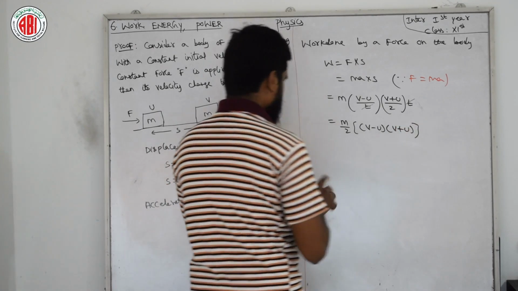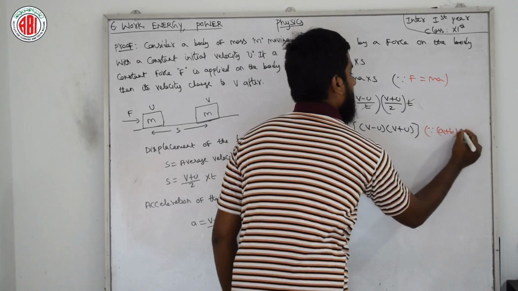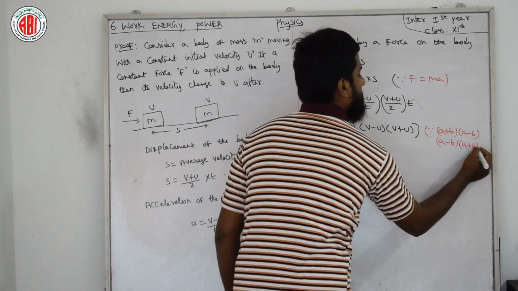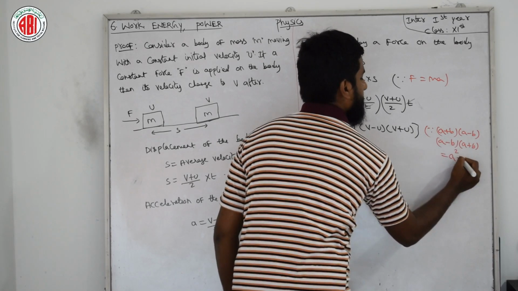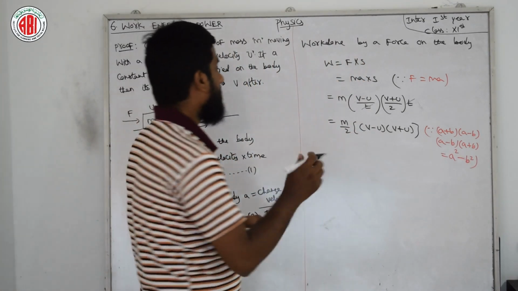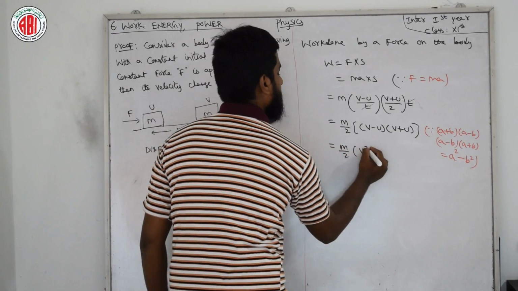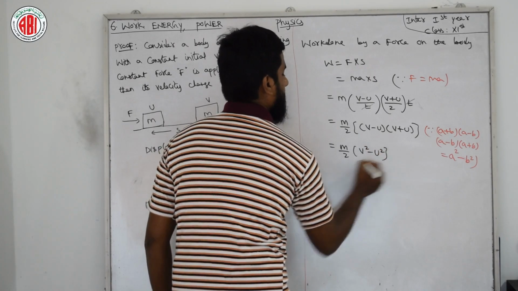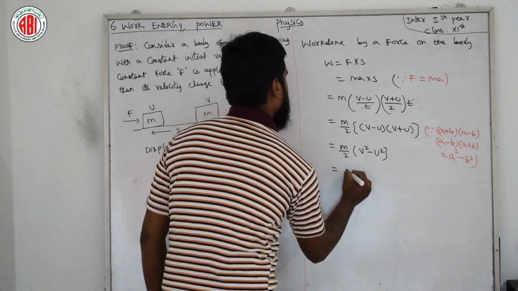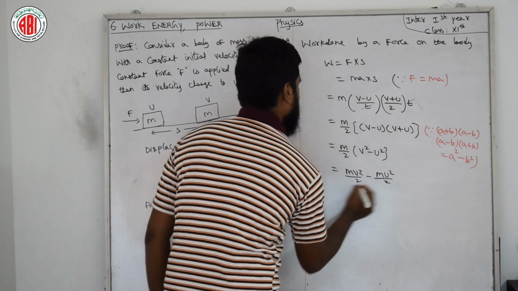Again we have an algebraic formula: (a plus b) into (a minus b), or (a minus b) into (a plus b), both are the same, equal to a square minus b square. So from this, what we got is m by 2 into (v square minus u square). Now opening this bracket with m, it becomes m v square by 2 minus m u square by 2, isn't it?